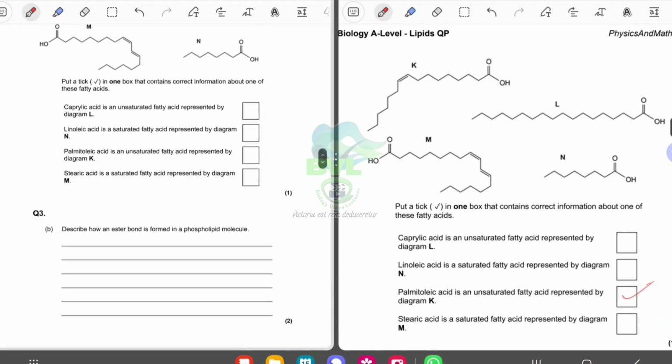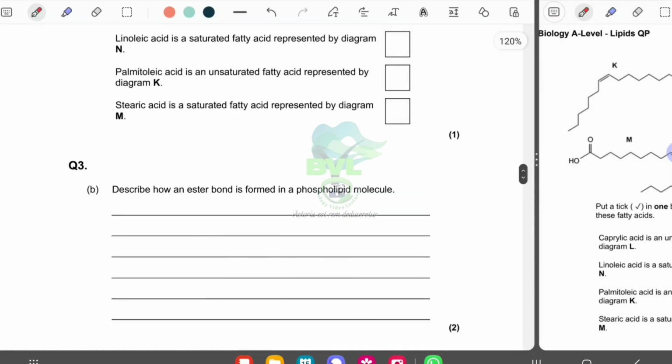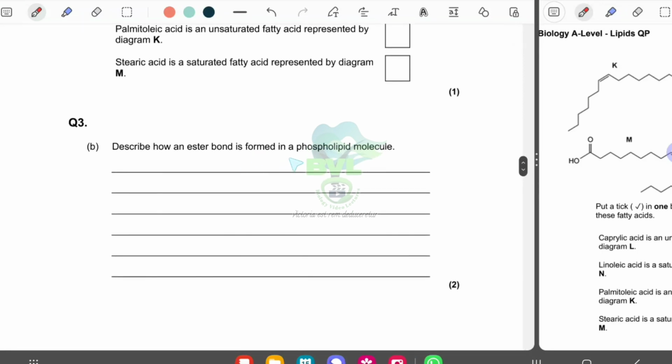Okay, now the next question says describe how ester bonds are formed in the phospholipids. Pay attention, the two kinds of phospholipids now, not triglycerides. Okay, so try to think about what the answer is and do let me know.